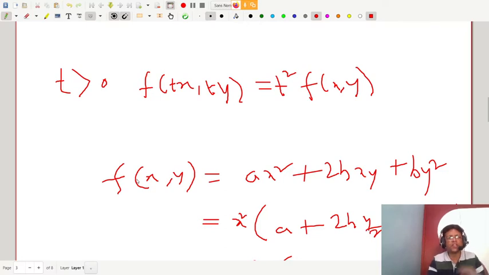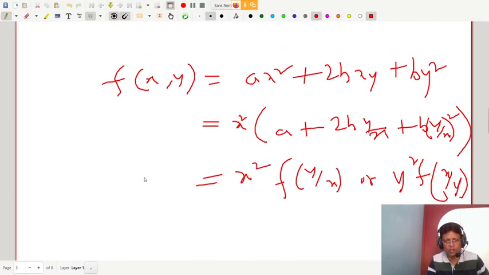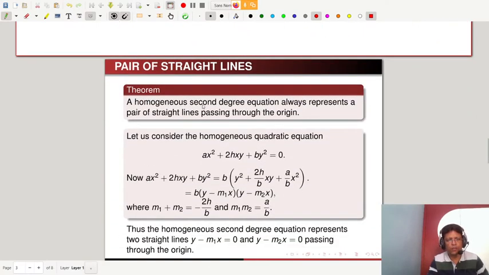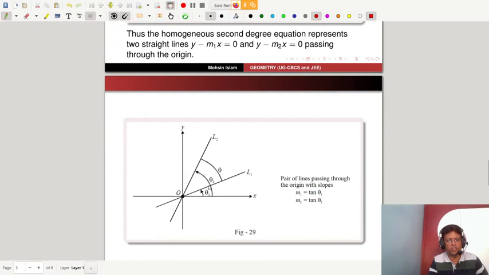In three ways you can express it as a homogeneous function of degree 2. In that way you can express a homogeneous function of degree n. That is the way of expressing homogeneous functions. So a homogeneous second degree equation always represents a pair of straight lines passing through the origin. Let me give you a diagram for that first.